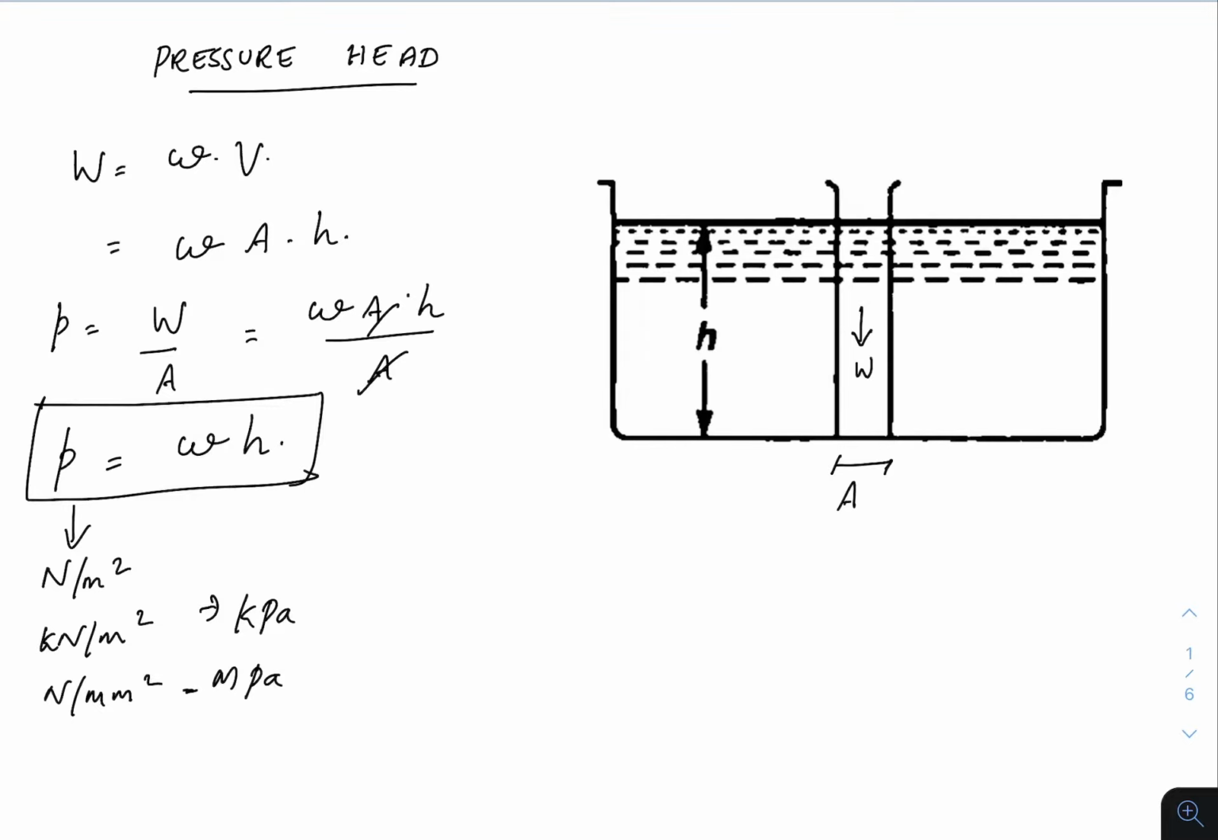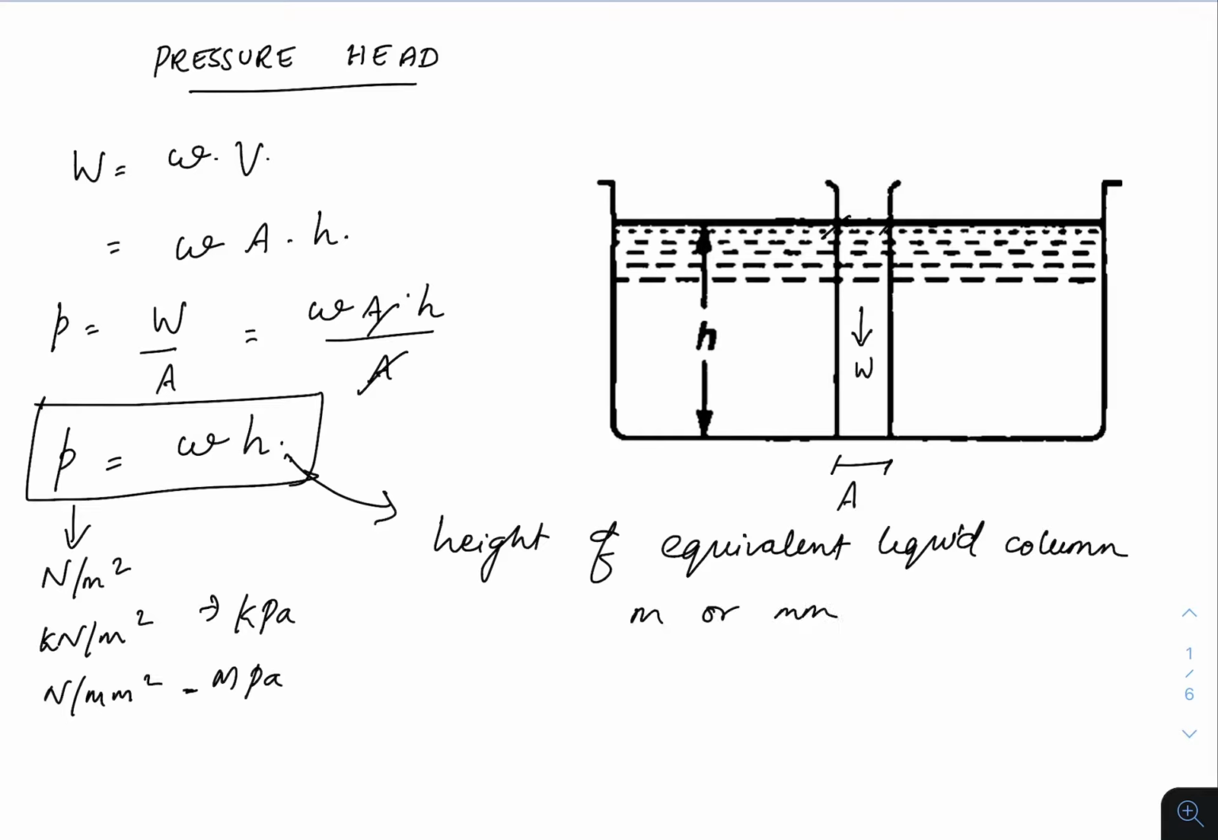Also, this pressure can be expressed as height of liquid column. See here, there is a liquid column of height small h. So we get a pressure of weight density into that small h. So pressure can also be expressed as small h, that is the height of the equivalent liquid column. In that sense, pressure can also be expressed in meter or millimeter. Now we'll do a problem based on this.